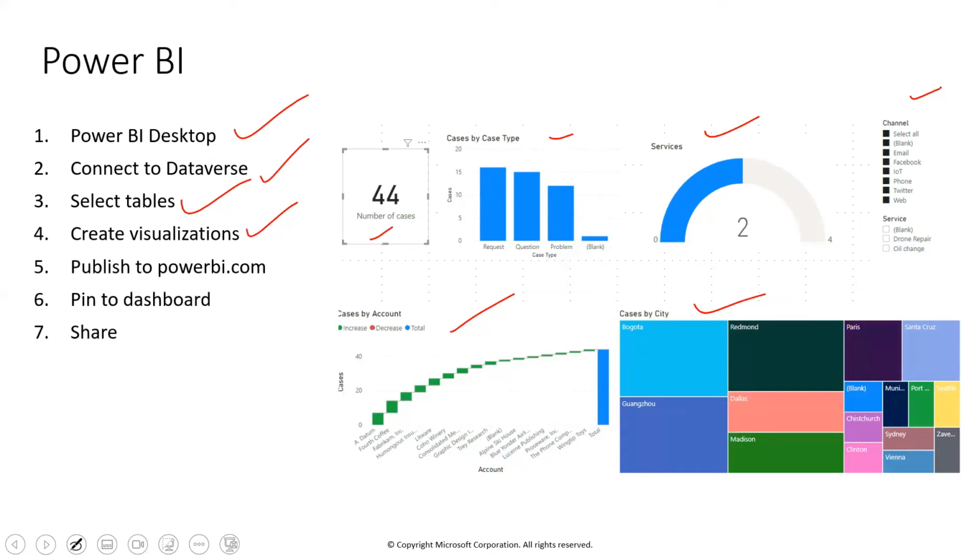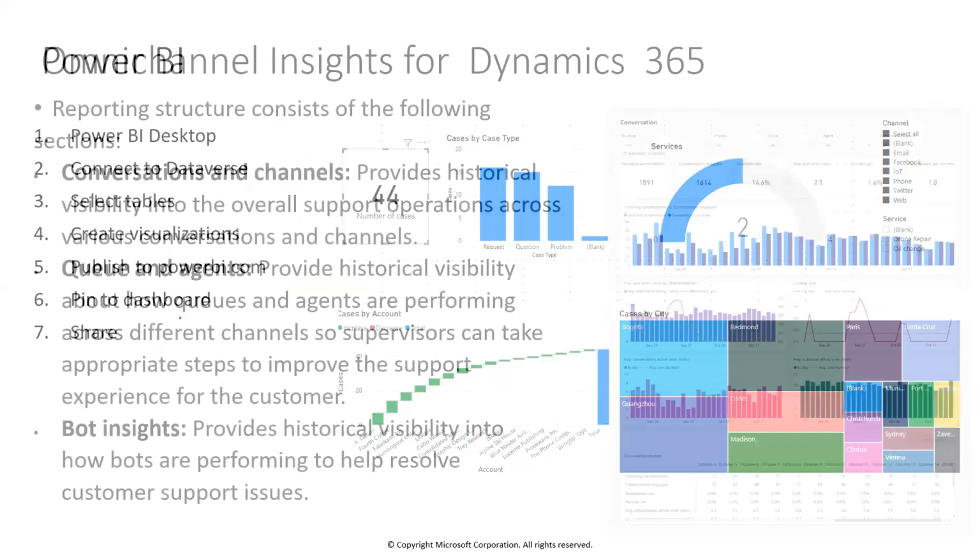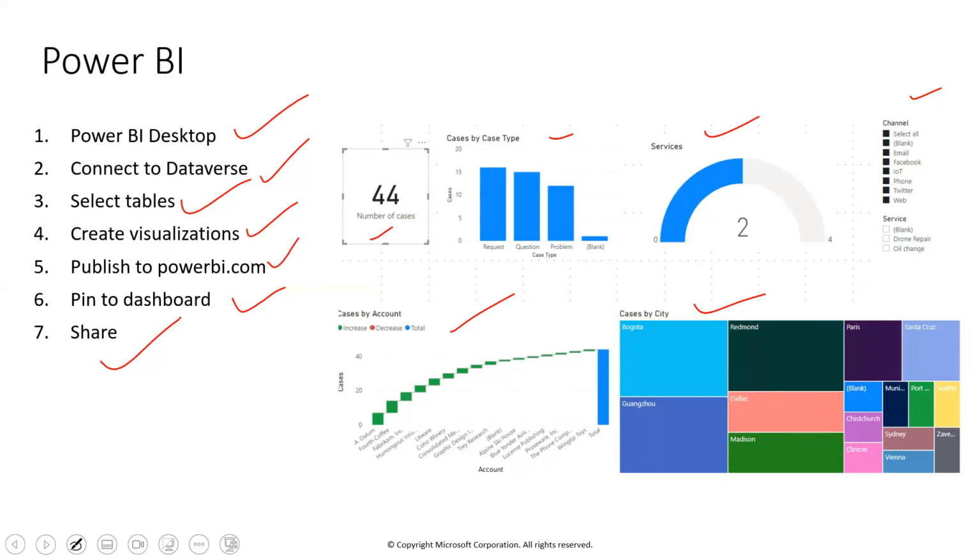Then we can publish this report to powerbi.com, which is the online platform of Power BI. After publishing this report, we can pin it to one of the dashboards we have created in the online section. Once we have pinned it to the dashboard, we can directly share the specific dashboard or the report with the respective persons whom I want to allow to see those reports on their side. So you need to share it accordingly, and then the specific reports can be shared with them.